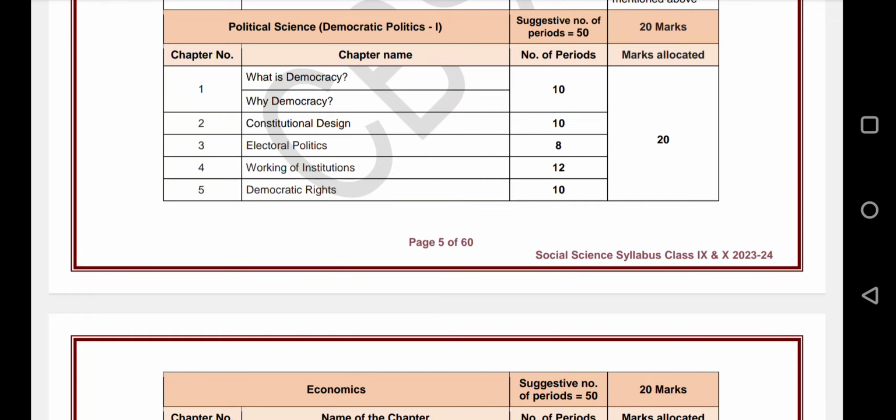Okay, now if you see the number of periods, don't get confused. Different schools have different timings and different periods, so they arrange it like that, so you don't have to worry about the periods.